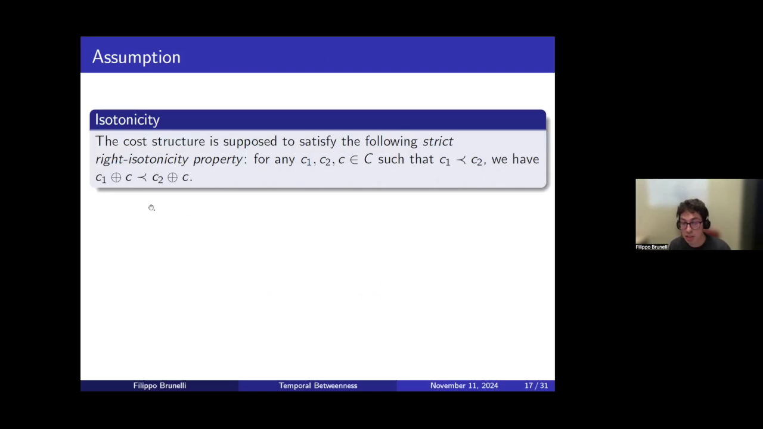Before seeing an example, I want to give one more detail about this, as we have some restriction on the type of cost structure that we admit in our work. This means that we require the cost structure to satisfy the isotonicity property, which means that if we are given three costs C1, C2, and C, and if C1 precedes C2, then when they are both combined with C, the order is preserved.